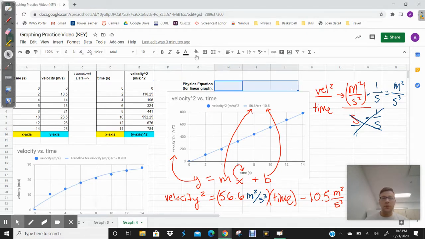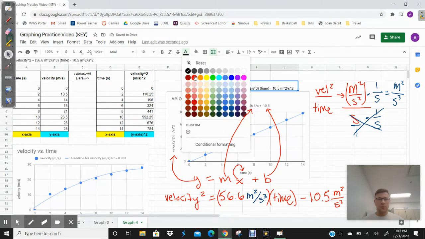We'll go ahead and merge these real quick, and I'll go ahead and type this in. So we're going to do velocity, and then to square it, just use the caret 2. So velocity squared is equal to 56.6 meters squared over seconds cubed. So a lot going on there. Put that in parentheses. We'll multiply that by time, and then minus 10.5 meters squared over seconds squared. Okay? So that would be our physics equation for this graph.